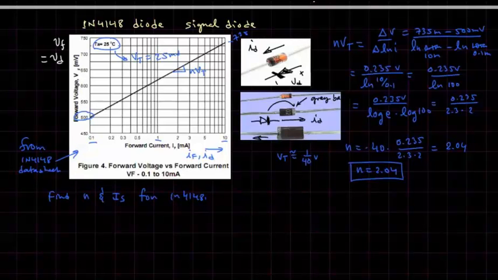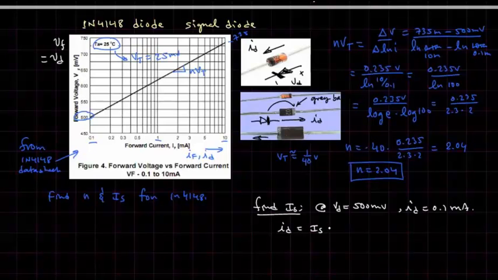So to find IS, let me change to a different color. Find IS, we're going to pick just one point. We might as well pick VD equal to 500 millivolts. I'm picking the bottom point there. We have ID equal to 0.1 milliamps. Okay, so we have ID equal to IS e to the VD over NVT, and we could equally write IS is equal to ID times e to the minus VD over NVT.